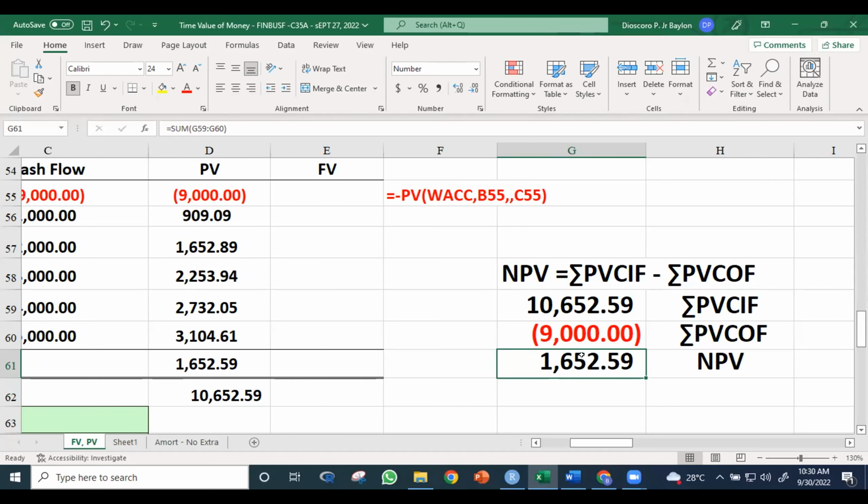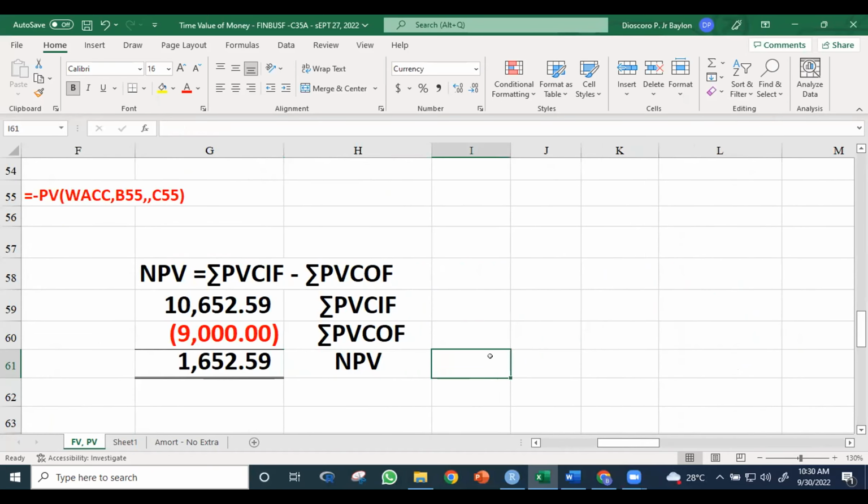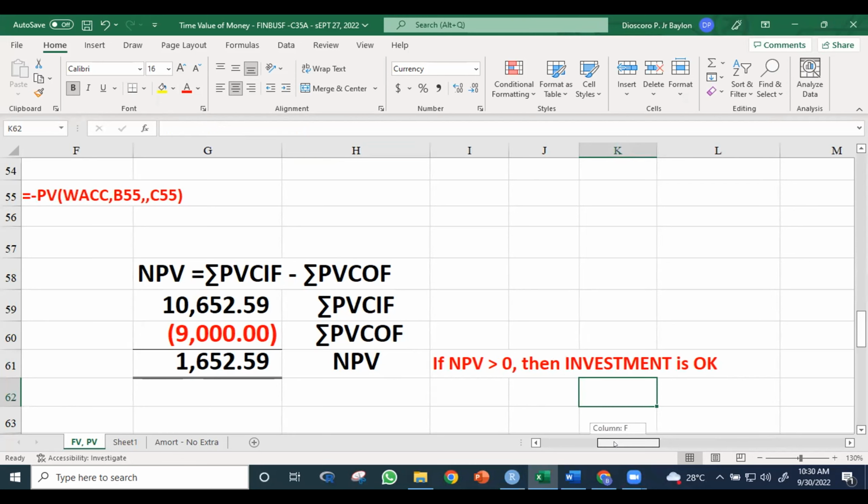And there's a special name for this. We call it the net present value. Okay, net present value. So in any investment, if the net present value is greater than zero, if NPV is positive, then the proposed investment is okay, because the net present value is positive.